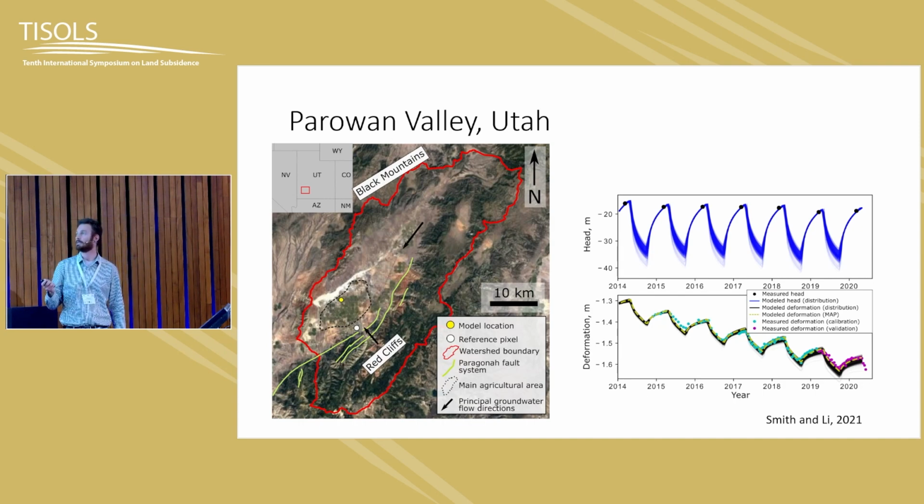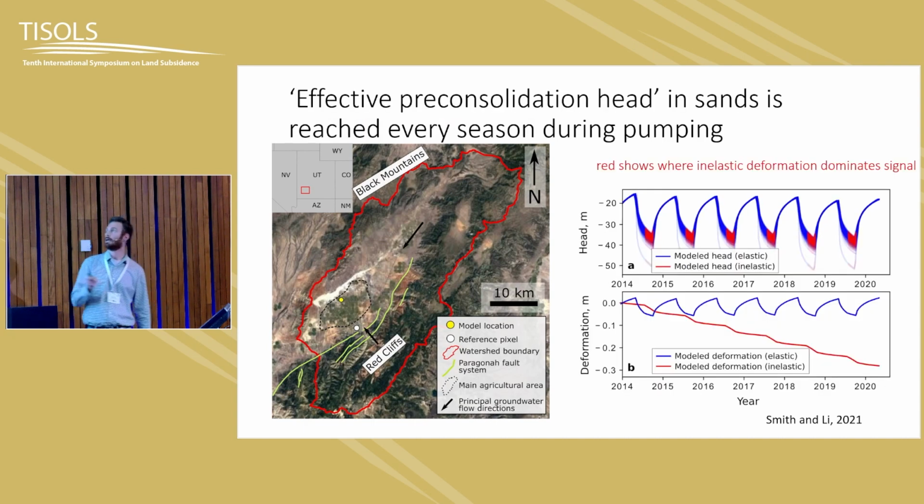You see there's a big seasonal decline and rebound in this area, but you're also getting an inelastic deformation component. We did some similar 1D modeling here. One thing I wanted to highlight is that every season you're dropping below this level where inelastic deformation starts to dominate again. As you get there again, there's a part of the clay layer that hasn't experienced that head level yet, right? So we're seeing a sort of seasonal inelastic deformation.